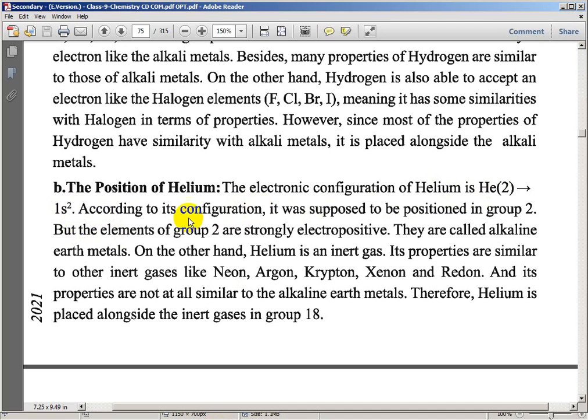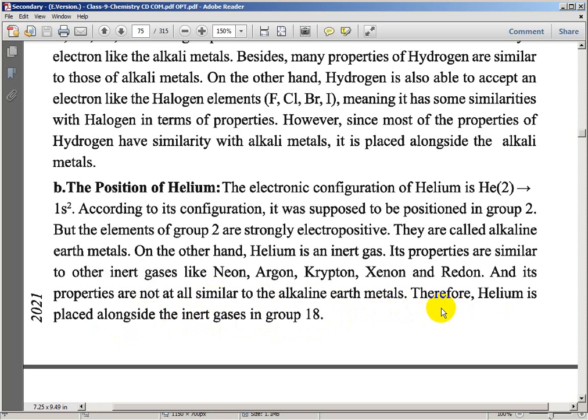According to its electronic configuration, it was supposed to be in group 2, but elements of group 2 are strongly electropositive. They are called alkaline earth metals. On the other hand, helium is an inert gas, a noble gas. Its properties are similar to other inert gases like neon, argon, krypton, xenon, radon, and not at all similar to the alkaline earth metals. Therefore, helium is placed alongside the inert gases in group 18.